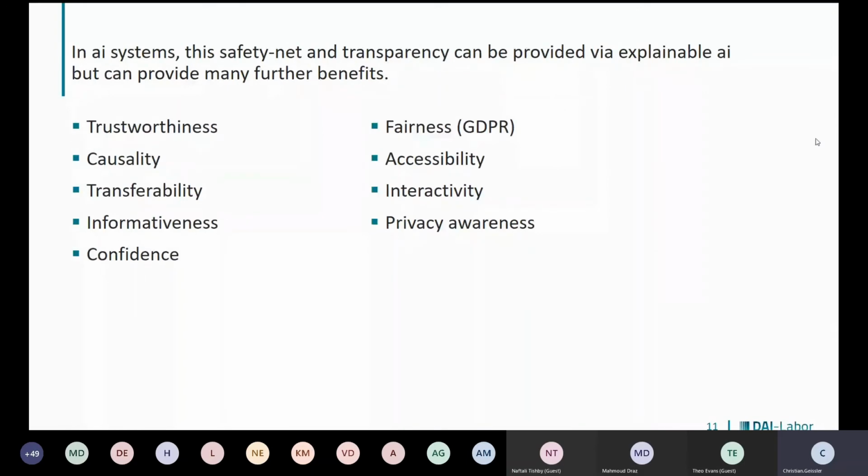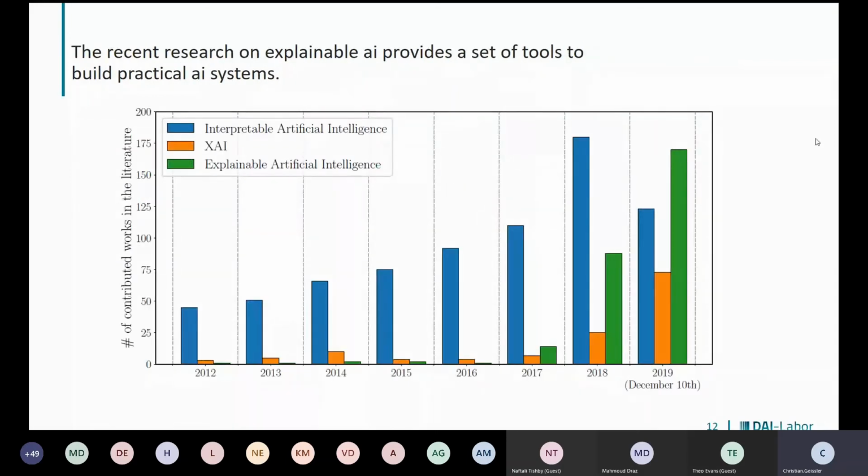So here, explainable AI can basically provide the safety net and help to bring more transparency into systems. It also comes with a couple of more features. I think one of the most important ones currently in politics is the fairness aspect from the GDPR: to help discover bias in learned models, to make sure that the system is not discriminating in an unfair way, for example, but also some other parts. This is powered by the exploding number of research papers on explainable AI in recent years, and it has provided us with a couple of tools that you can use to build practical AI systems.